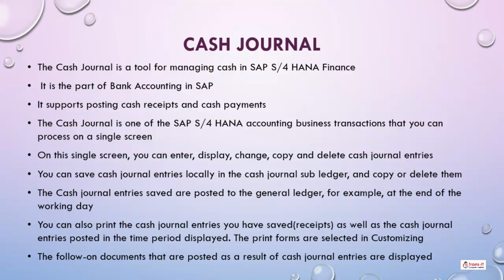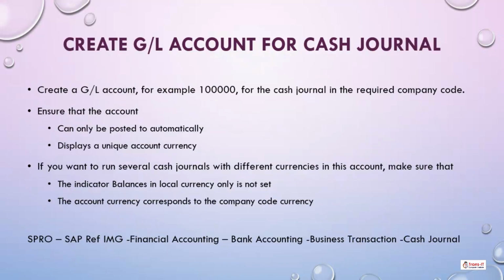You can save cash journal entries locally in the cash journal subledger and copy or delete them. The saved cash journal entries are posted to the general ledger, for example, at the end of the working day. You can also print the cash journal entries you have saved, that is receipts, as well as cash journal entries posted in the time period display. The print forms are selected in customizing. The follow-on documents that are posted as a result of cash journal entries are displayed.